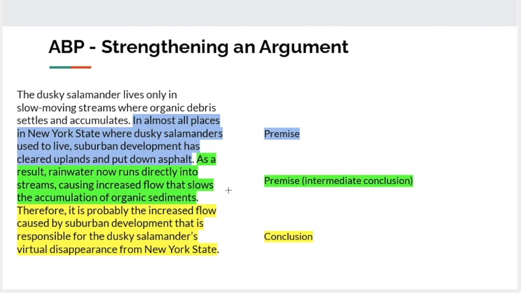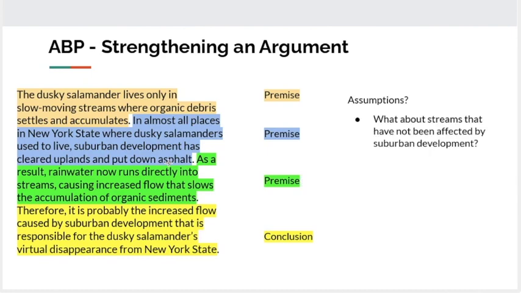The previous sentence is another premise, so in almost all places where these salamanders used to live, suburban development has cleared uplands and put down asphalt. And the previous sentence is also a premise. So both of these passages in this video consist of premises and conclusion, no counter-premises, but we will see counter-premises in other passages in subsequent videos. So we've got 3 premises and a conclusion.